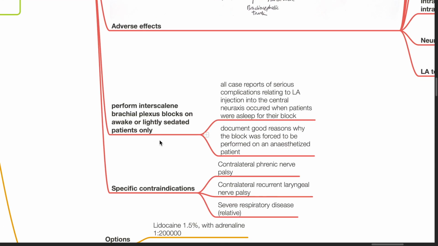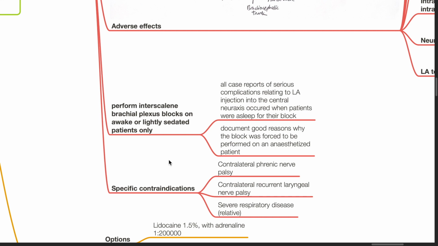Perform interscalene brachial plexus blocks on awake or lightly sedated patients only, as all cases of serious complications relating to LA injection into the central neuraxis occurred when patients were asleep for their block. Document good reasons why the block was forced to be performed on an anesthetized patient if it occurs.